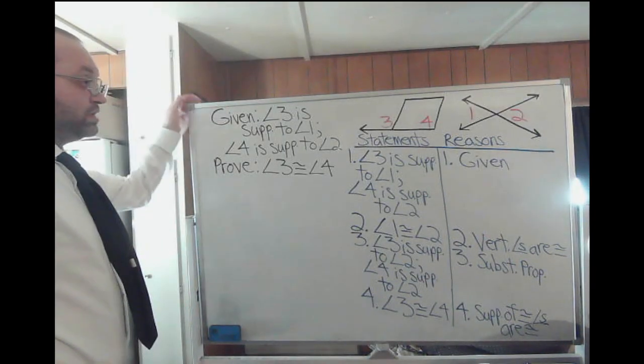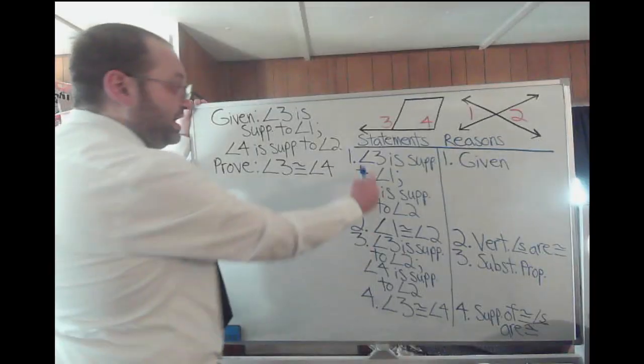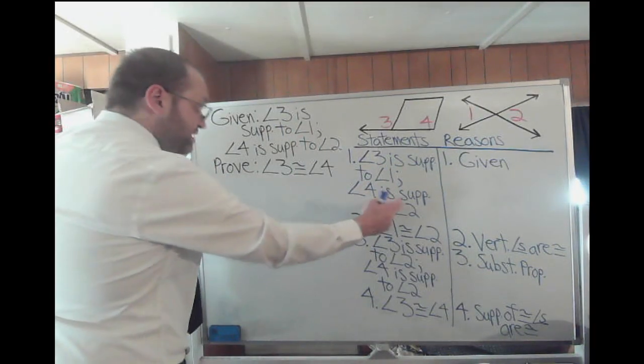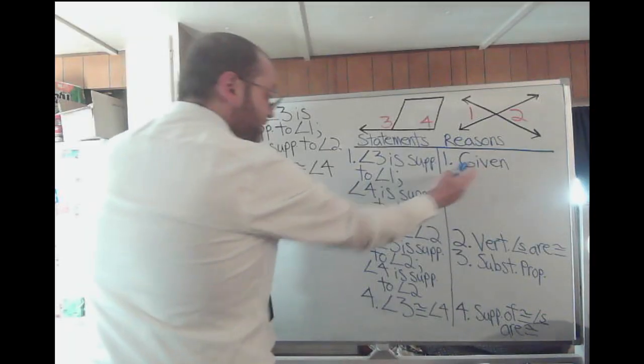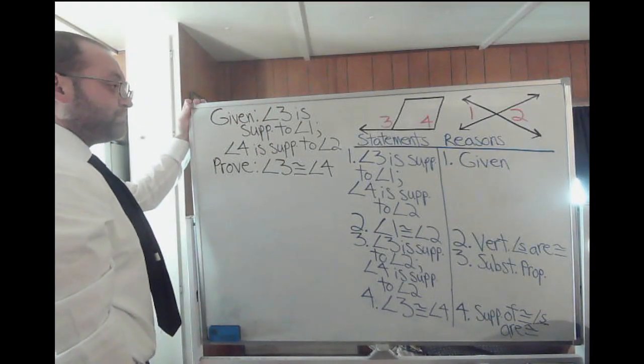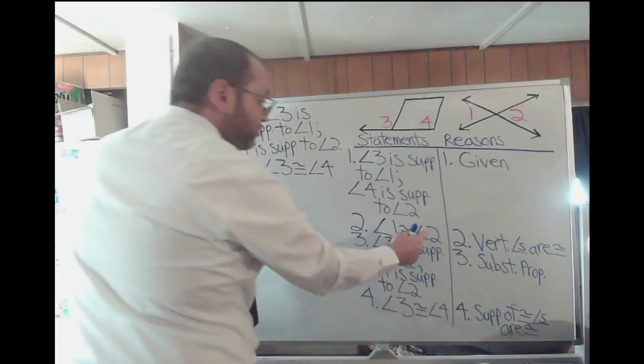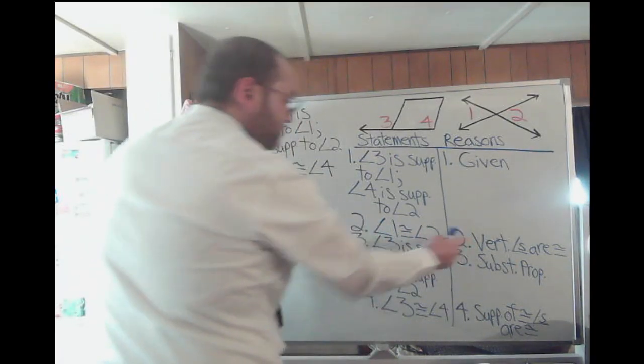So let's break this down here. We were given angle 3 is supplementary to angle 1. Angle 4 is supplementary to angle 2. That was our given information. And then looking at the diagram, we can deduce that angle 1 is congruent to angle 2 by vertical angles are congruent.